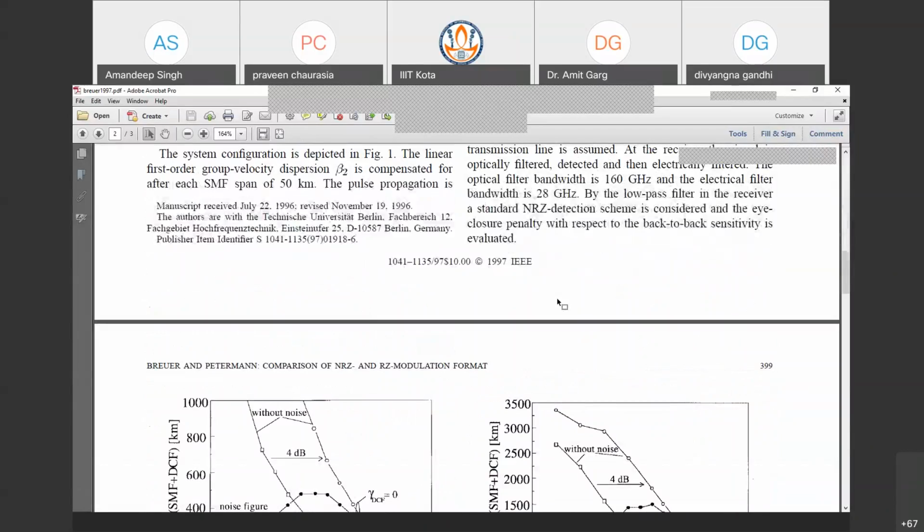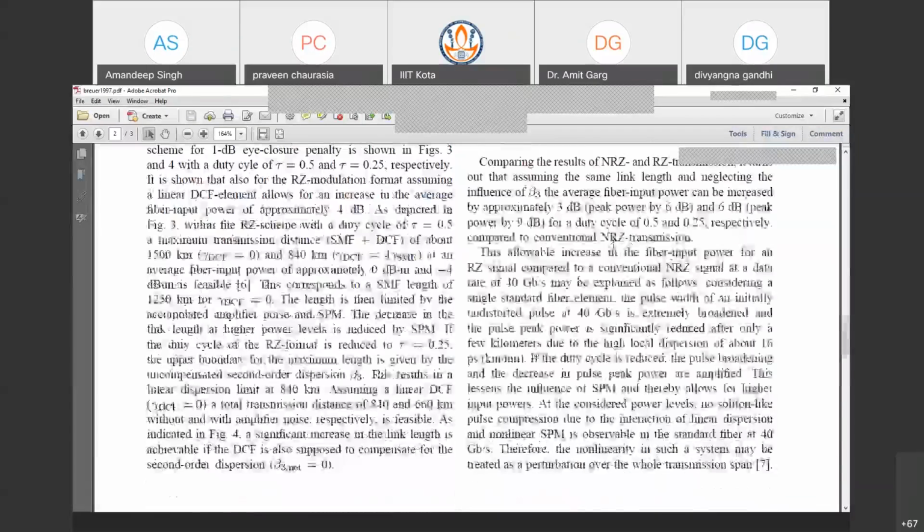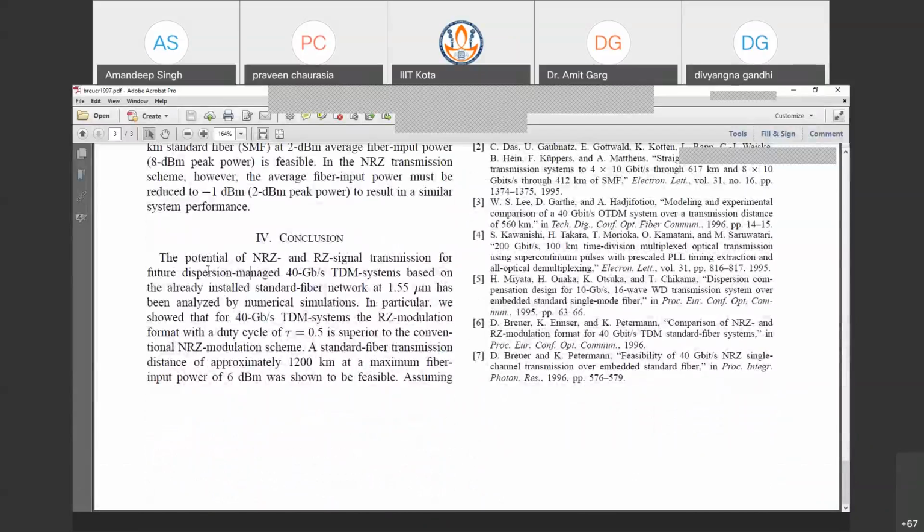Apart from that, they are concluding that the potential of NRZ and RZ signal transmission for the future dispersion managed 40 GB per second TDM systems based on the already installed standard fiber network at 1.55 microns has been analyzed by numerical simulations. In particular, we showed that for 40 GB per second TDM systems, the RZ modulation format with a duty cycle of 0.5 is superior to the conventional RZ modulation schemes.